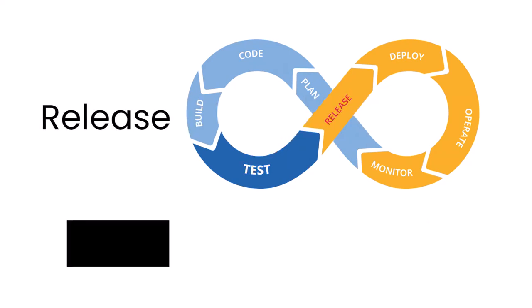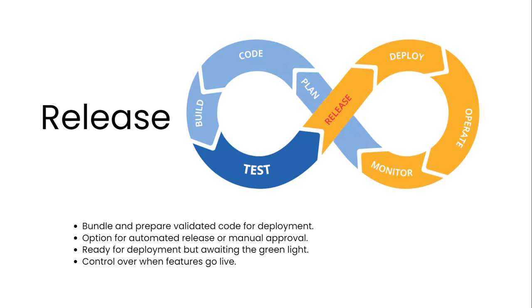Now that the code has passed all tests, it's ready for the release phase. In this step, the validated code is bundled and prepped for deployment. Think of this as the packaging stage. The code is now in a deployable state, but it hasn't been pushed live yet. The how here is that CI/CD systems can either automatically release the code or trigger a manual review.